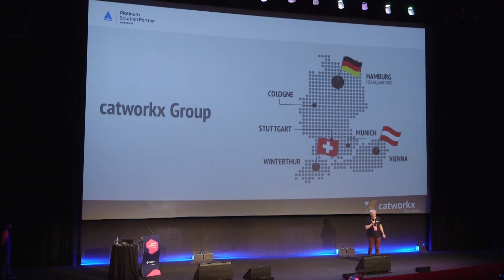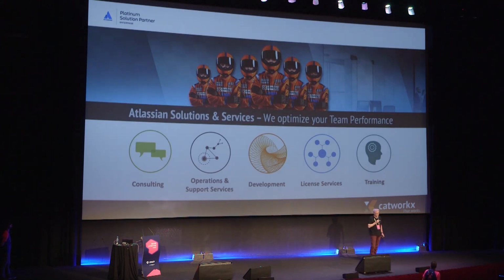What is catworkx? Catworkx is originally located in Hamburg, but we now have subsidiaries in Switzerland and Austria, and also some branch offices in Munich, Cologne, and just starting in Stuttgart. As a Platinum solution partner, we do, of course, full service providing. We're doing consultancy, operation support services, but also, of course, app development, reselling licenses, and we were the first official training partner for Atlassian in Germany.